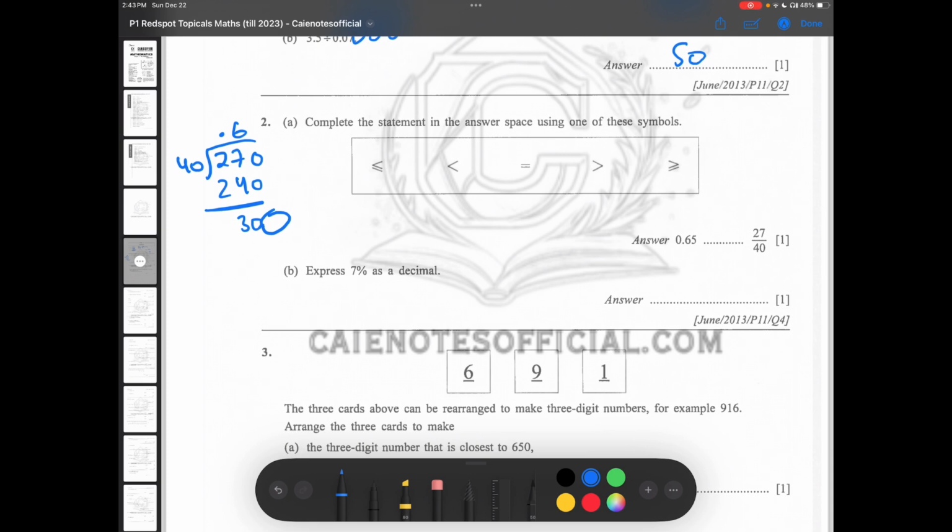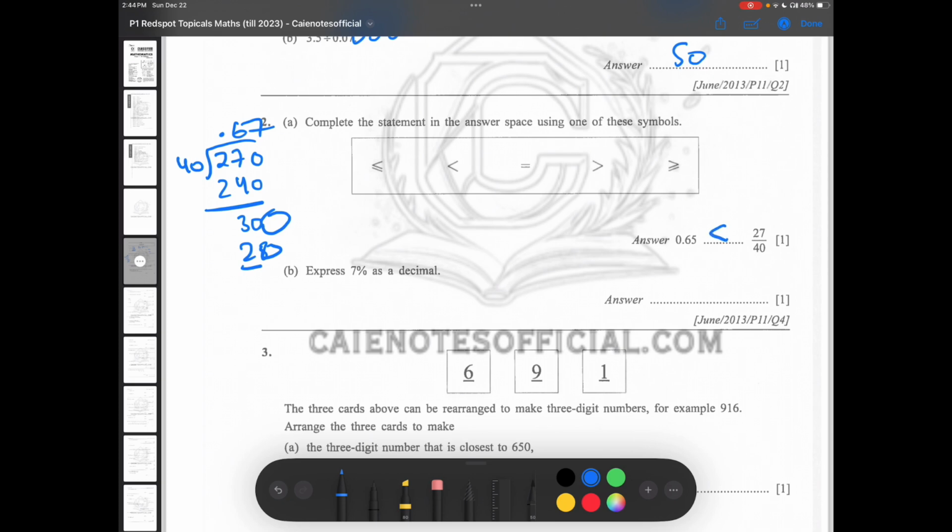So this becomes 300. Now 300 divided by 40, I will have to multiply 40 by 7. So this will become 280. As you can see, we have got 0.67 in the answer. And 27/40 is 0.67, which means it is greater than 0.65. So this one is greater.